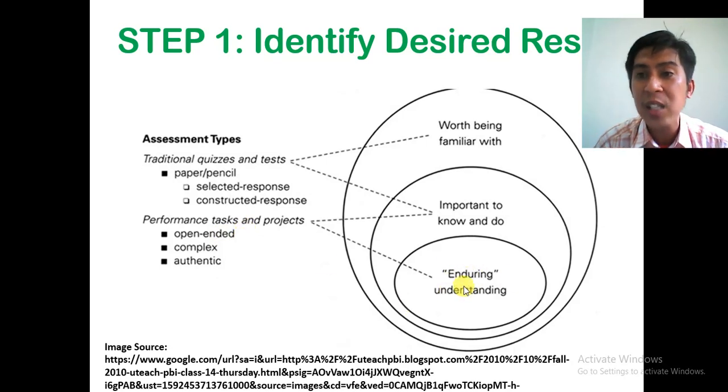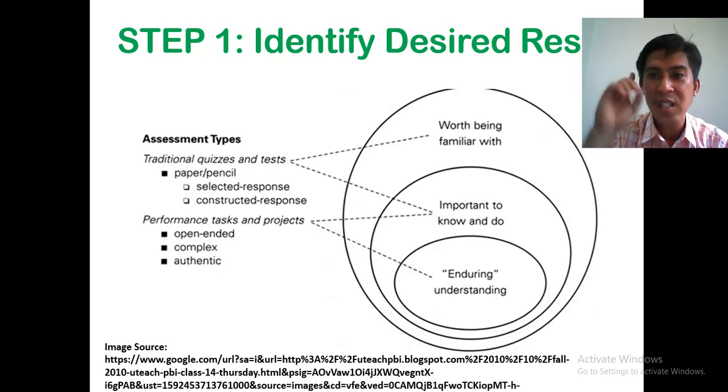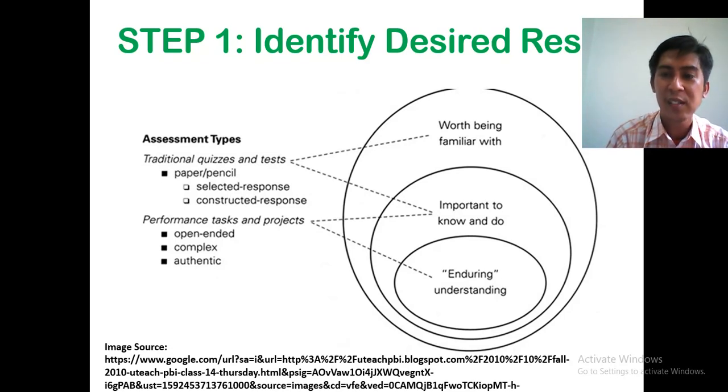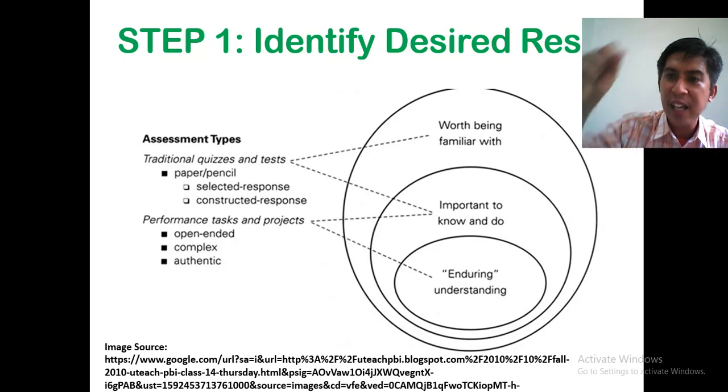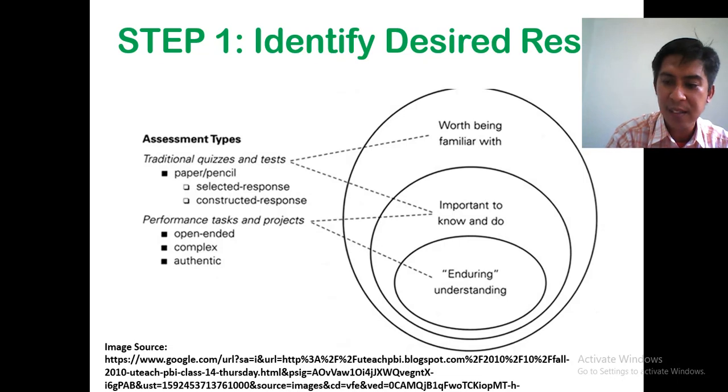So at the end of the lesson, you'll say, I'll give you a multiple choice test and it's over. No. No performance task. That's not the desired results that we are interested in. The desired result that we're interested in is something that is in the context of performance tasks. Why? Because that's the only way to assess enduring understanding. Important to know and to do.